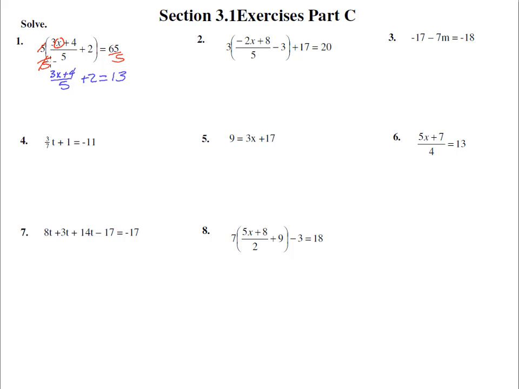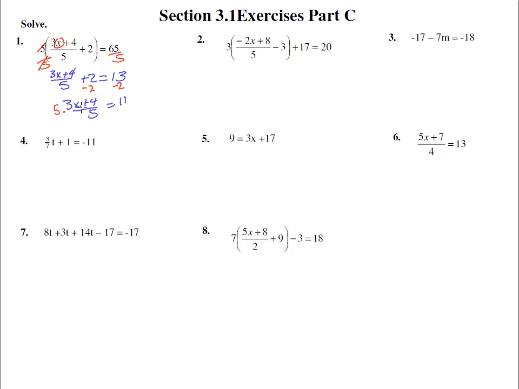Okay, what's the next outside one? Well, that plus 2 is hanging out over there. Let's get rid of him. What's the opposite of a plus 2? Minus 2. So when we minus 2, we now have 3x plus 4 all over 5 equals 13 minus 2 is 11. Okay, how can we get rid of this divided by 5?